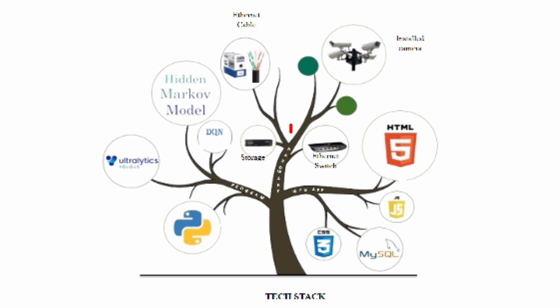The required hardware are Ethernet switch and cables for connecting traffic light modules, a storage unit for temporary data storage, pre-installed cameras at traffic junction to get our visual inputs. For the admin interface, we use HTML, CSS, JavaScript and MySQL.